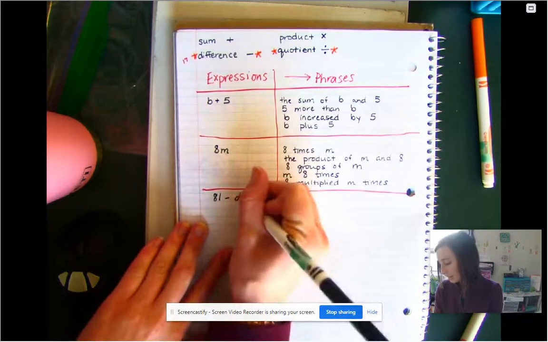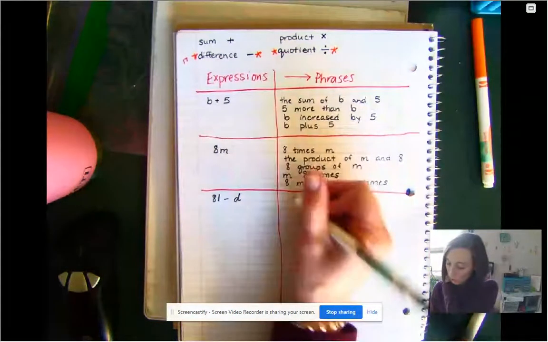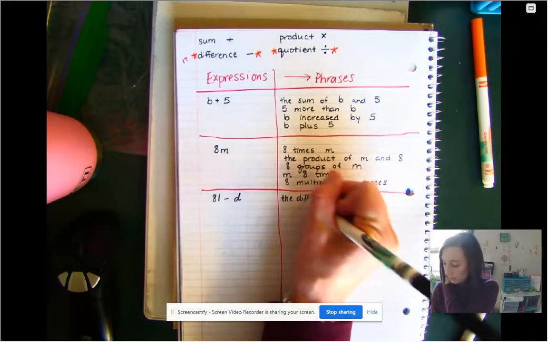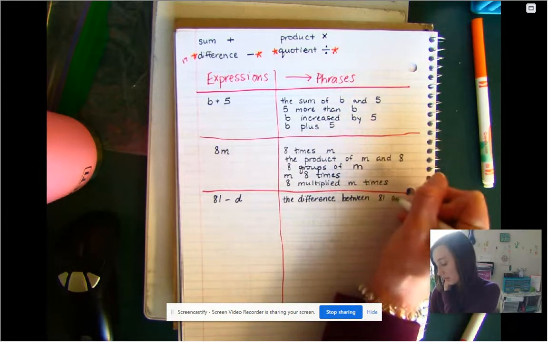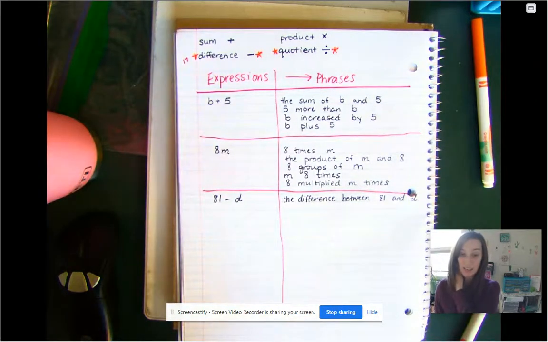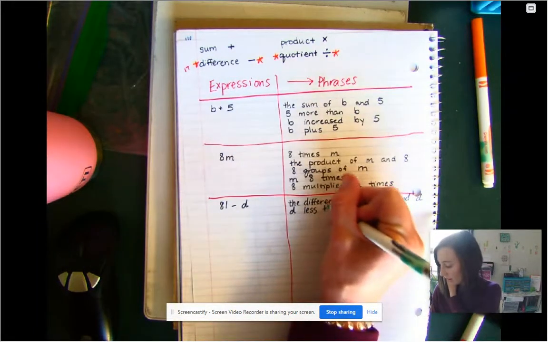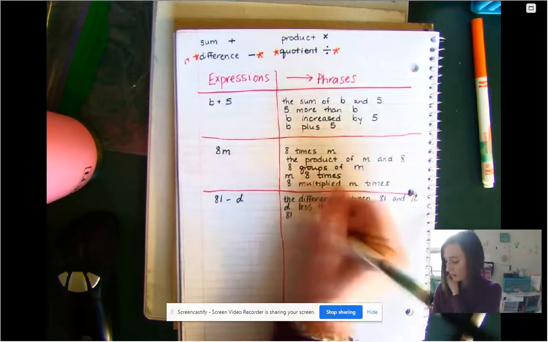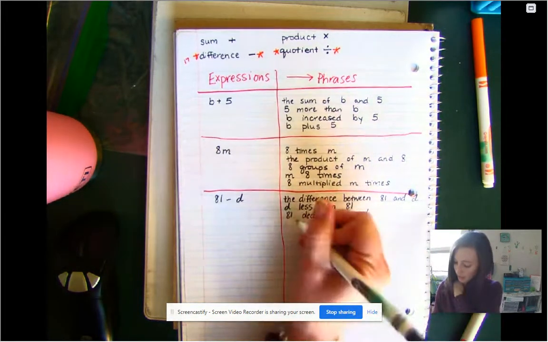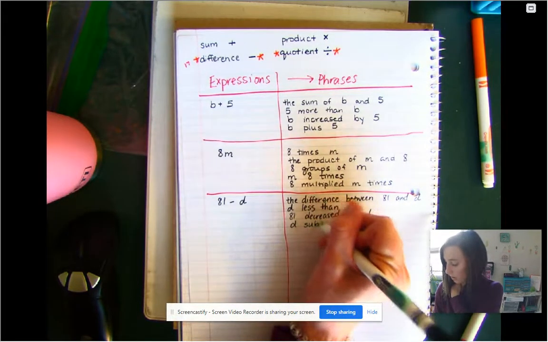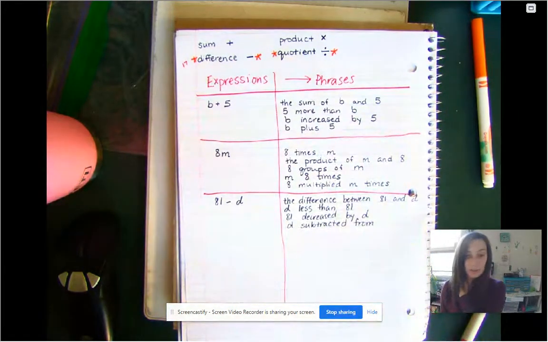Okay. One thing when we talk about order mattering, let's say we get this expression of 81 minus d. We have to be really careful about what we can write and what we can't write. So one thing we could say, the difference between 81 and d, but we couldn't say the difference between d and 81, right? So the order matters. We can say d less than 81, or we could say 81 decreased by d, or we could say d subtracted from 81.